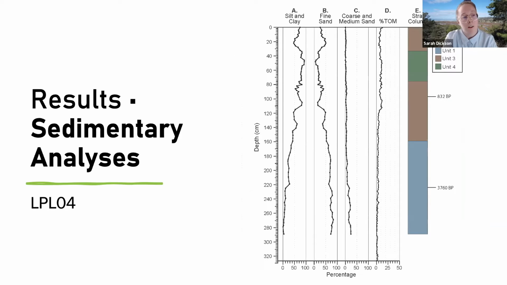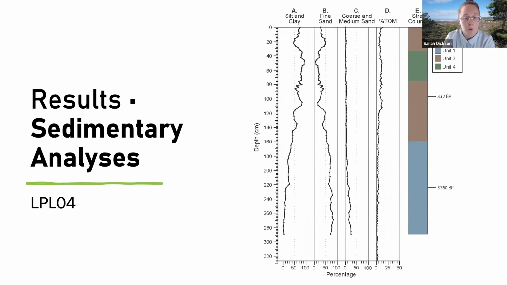Lastly, we have a stratigraphic column for core 4. This strat column is very similar to core 3, where we have a progression from unit 1 to unit 3, and then unit 4. And then, as with core 3, another return to unit 3 at the top. Like with core 3, unit 2 and the shell hash layer are also absent from this core.